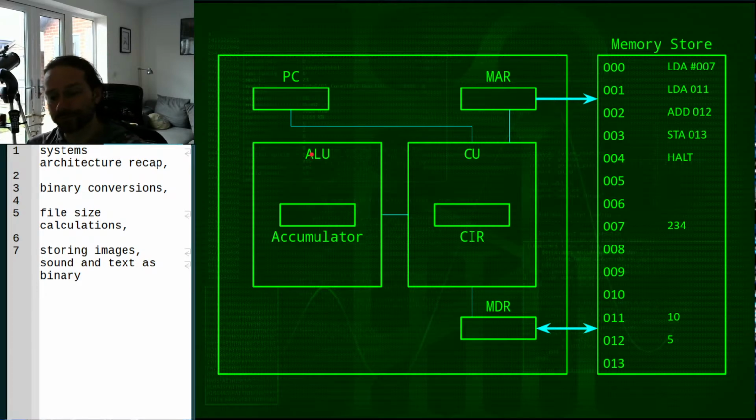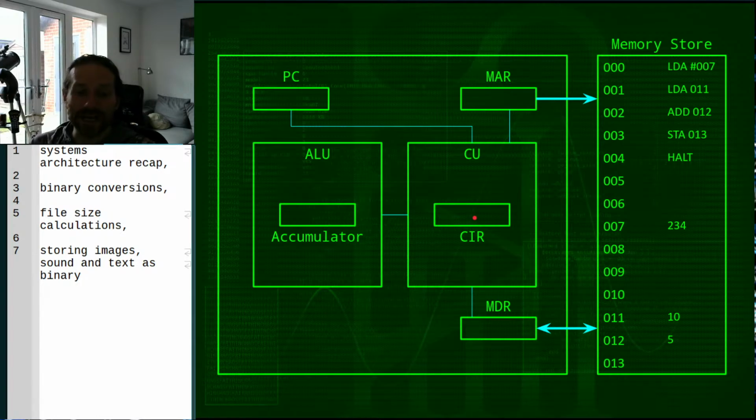So in terms of what you actually need to know for the GCSE in the fetch, decode, execute cycle, you need to know that the PC stores or holds the address of the next instruction to be fetched. So the PC is copied into the MAR. You don't need to know the specifics of that, but that address is looked up in memory, and the instruction that is stored at that address is fetched and stored in the MDR. It's copied into the CIR.